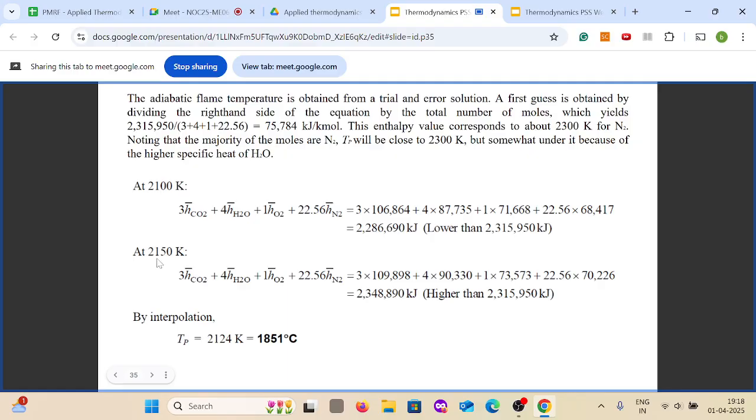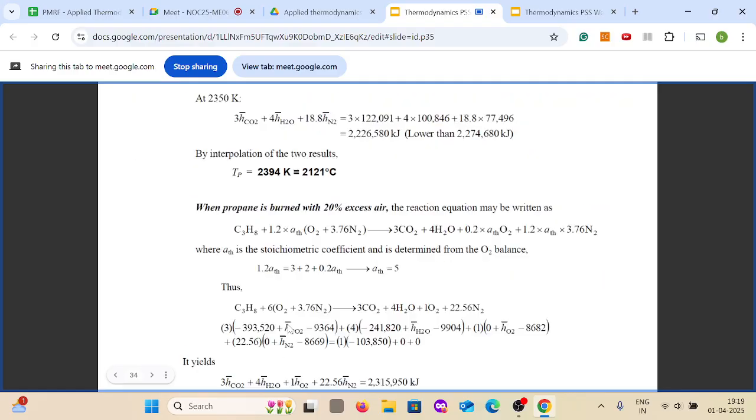Taking it at 2150 Kelvin, we get the enthalpy as 23,48,890, which is higher than the right hand side value. So our temperature will lie between 2100 Kelvin and 2150 Kelvin. Doing an interpolation, we get it as 2124 Kelvin or 1851 degrees Celsius. So if you see, having this product, excess air has reduced your temperature.